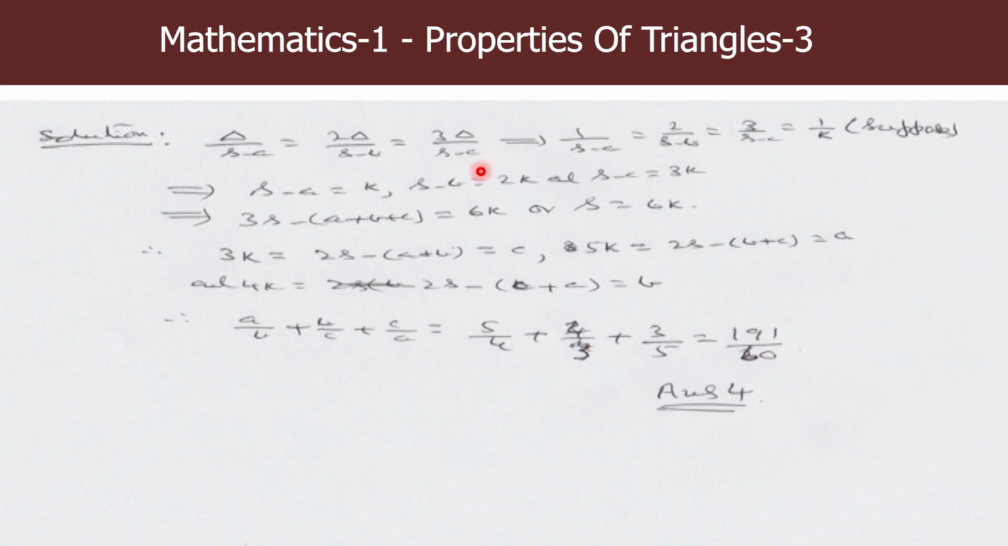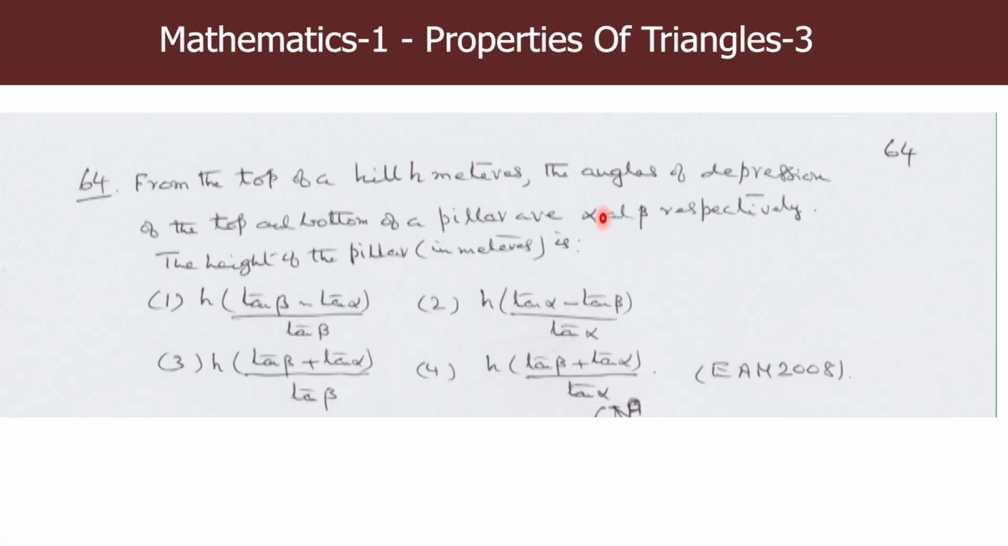So therefore, a/b + b/c + c/a is 5/4 + 4/3 + 3/5. If you simplify it, you will get the fraction 191 by 60, just by adding, because the LCM is 60. So the correct option is option number 4.